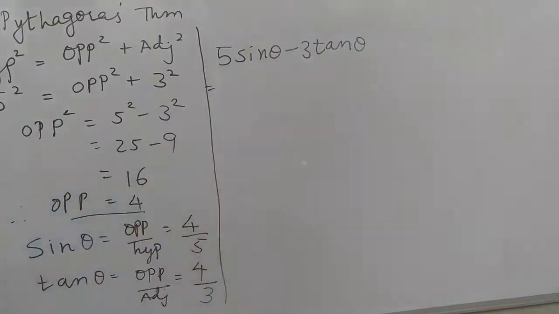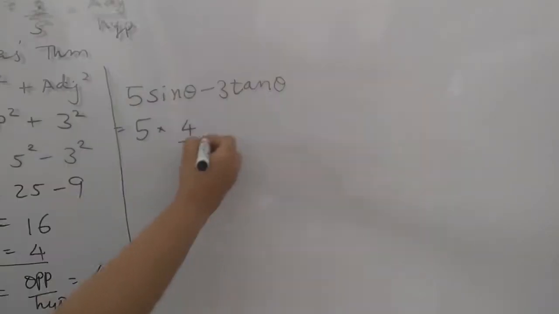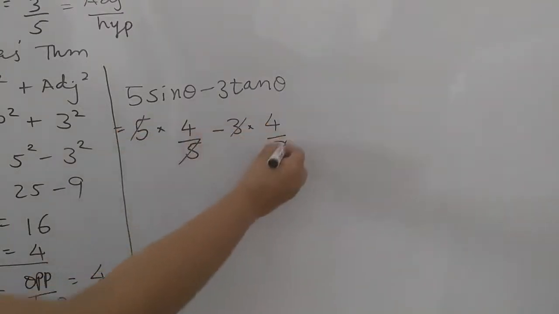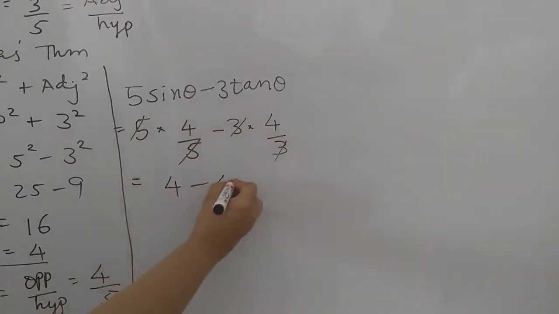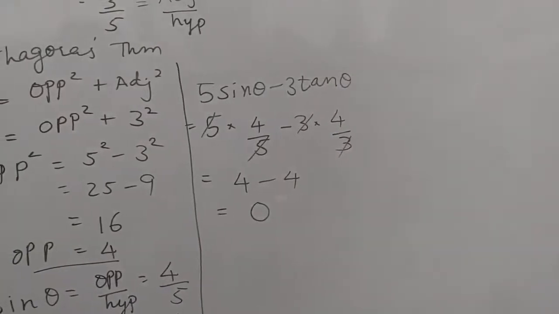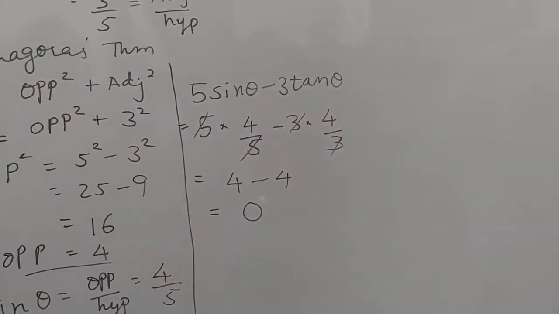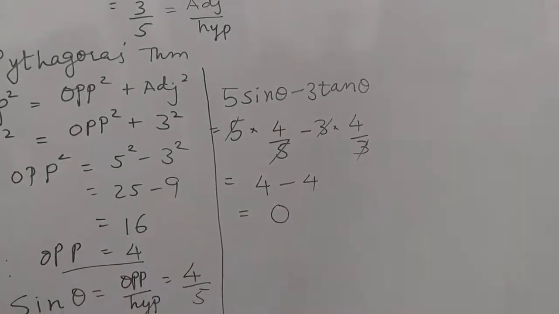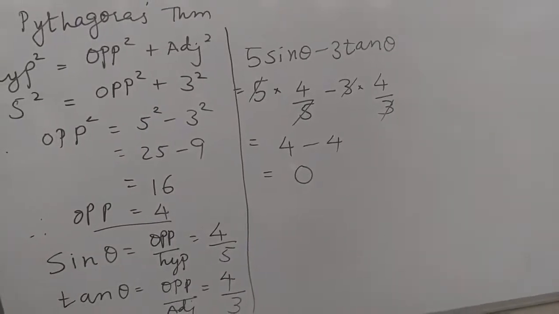So we'll calculate this by substituting values here. Now 5 as it is, sine theta value is 4 by 5, minus 3 as it is, and tan theta is 4 by 3. So this 5 and 3 get cancelled, 4 minus 4, so that value will be 0. So here we get our answer number 7 by calculation. You can see first of all we have to use Pythagoras theorem to get our unknown side, that is opposite side, and we get our final solution accordingly.